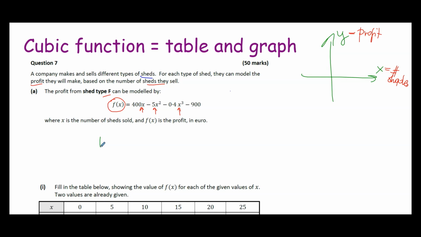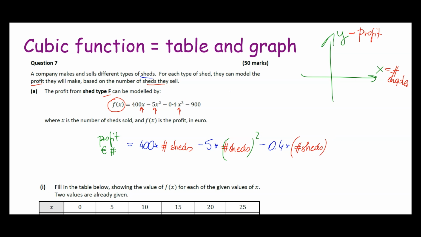So when we are looking at profit, which will be expressed in number of euros that we make, presuming it's euro, that will be 400 multiplied by the number of sheds. And then minus 5, again multiplied by the number of sheds, taken to the power of 2, minus 0.3, again multiplied by the number of sheds taken to the power of 3, minus 900. So those are the elements. That's your y, that's your x, that's what they mean.